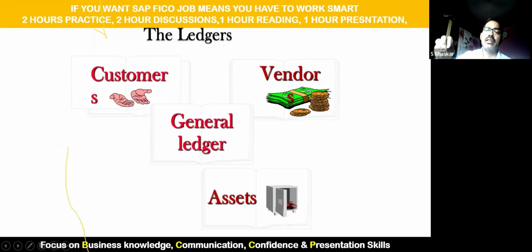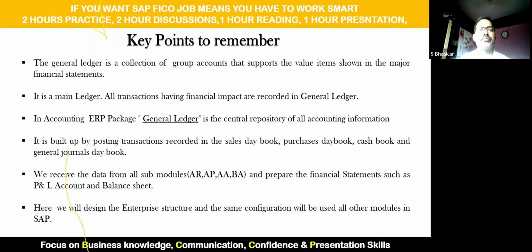Once the data comes to general ledger accounting, you are going to prepare your different kinds of reports: cash flows, fund flows, MIS reports, profit and loss account, balance sheet, all the things which you are going to prepare under your general ledger accounting. This is what general ledger accounting is.